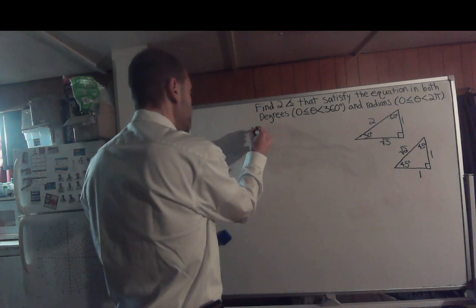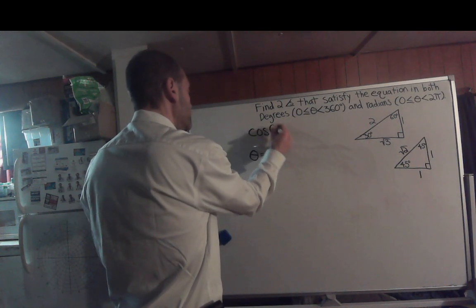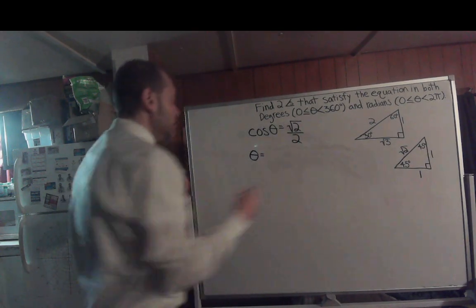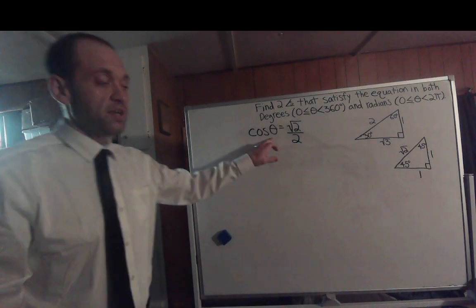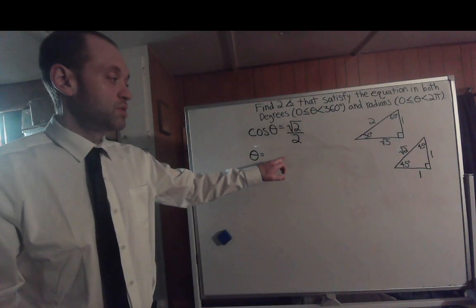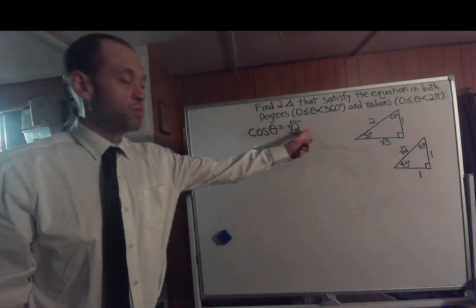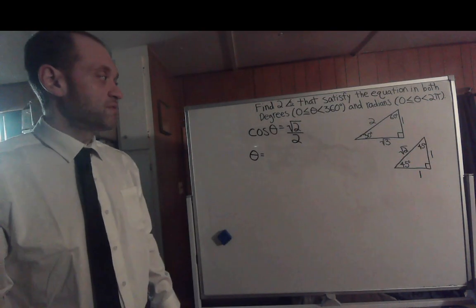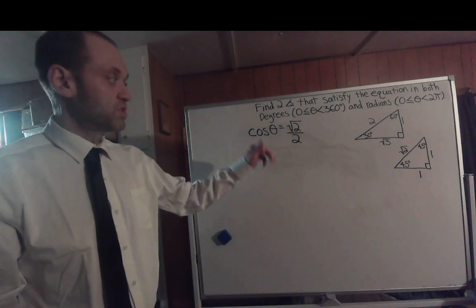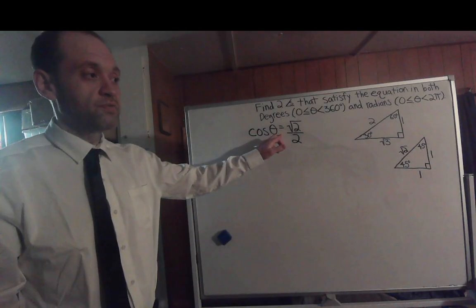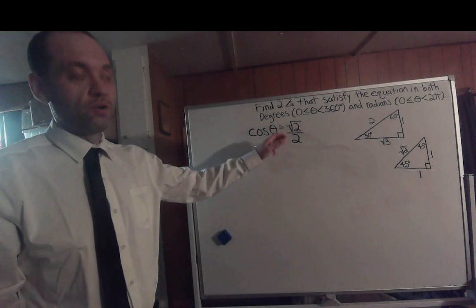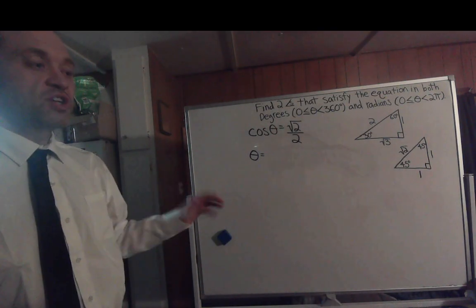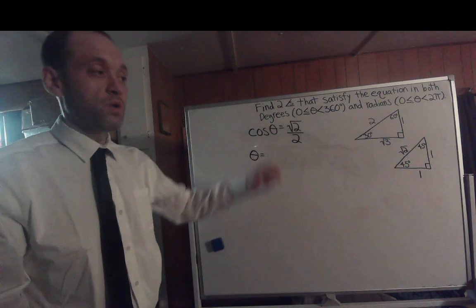So we have the cosine of theta equals the square root of 2 over 2. Well, that's the same as 1 over the square root of 2, right? So where does the cosine of theta equal positive 1 over the square root of 2, or positive square root of 2 over 2? The cosine's always positive in the first and fourth quadrants, right?